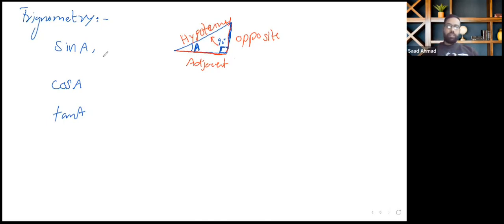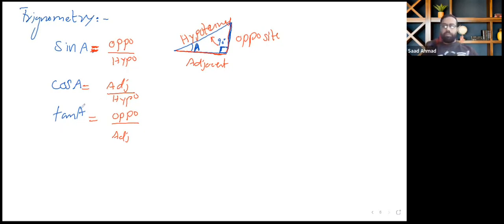So the sine ratio: sine of the angle A is equal to the opposite side length divided by the hypotenuse. If we divide the adjacent side by the hypotenuse, that ratio is called the cos ratio. And if we divide the opposite by the adjacent side, that is called the tangent ratio, the tan ratio. So these are the three basic ratios. Yes, these are fractions, so when you divide them, you get decimal answers too.